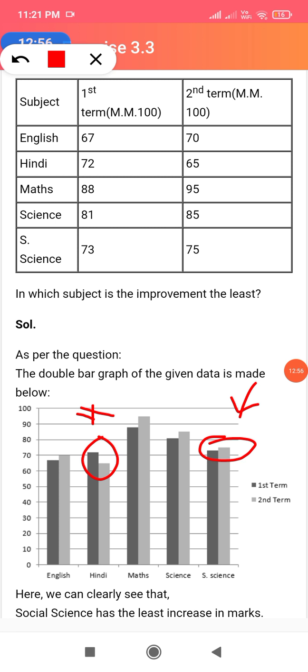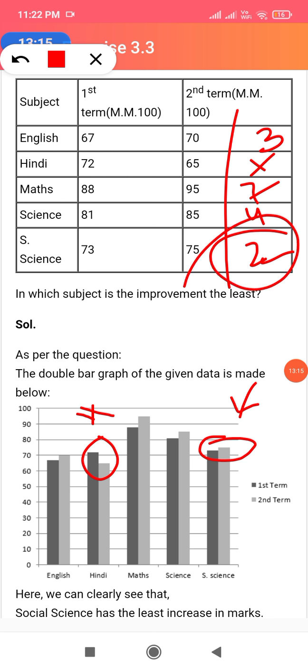So if we look at the table, we can find the difference. Here 3 is the difference. Here there was no improvement, we have cancelled it. Here what was the difference? 7 is the difference. Here you see 4 is the difference, and here you see 2 is the difference. So did you find 2 is the least difference? So from the graph also we found that.